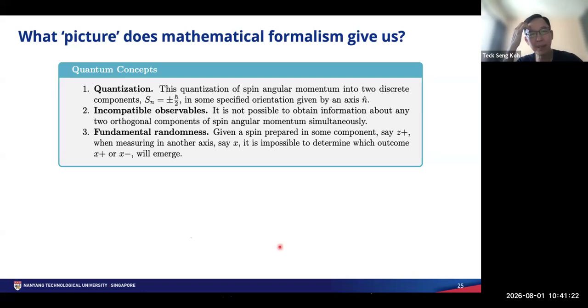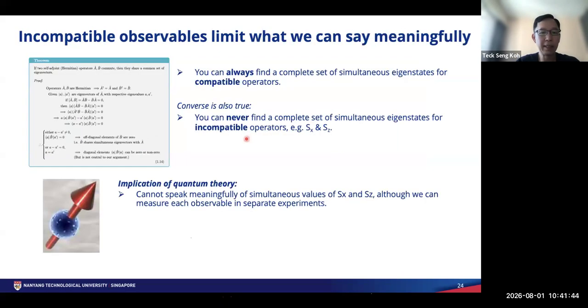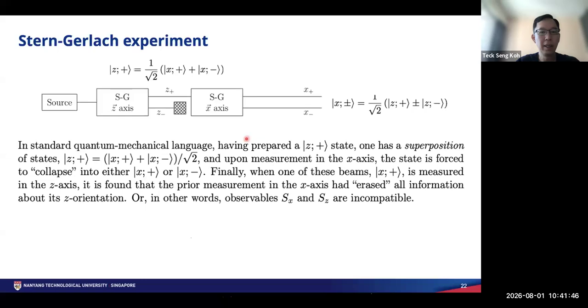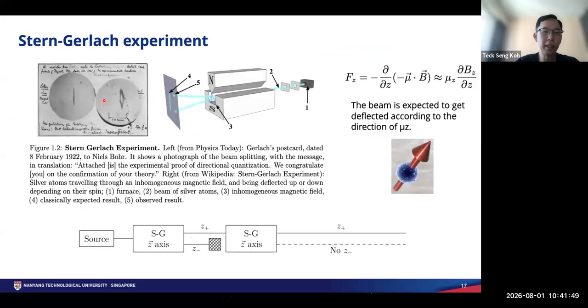Okay, so this no quantum world, no quantum picture, right? What picture does that mathematical formalism give us? First, we know quantization. I don't want to go through that. We just talked about incompatible observables. We didn't quite talk about fundamental randomness, but let me just quickly give an idea of it. So let me go back a few slides. Right, if you were in Stern and Gerlach's time at the turn of the 20th century, they could not produce single particles, right? It was a beam of silver atoms.